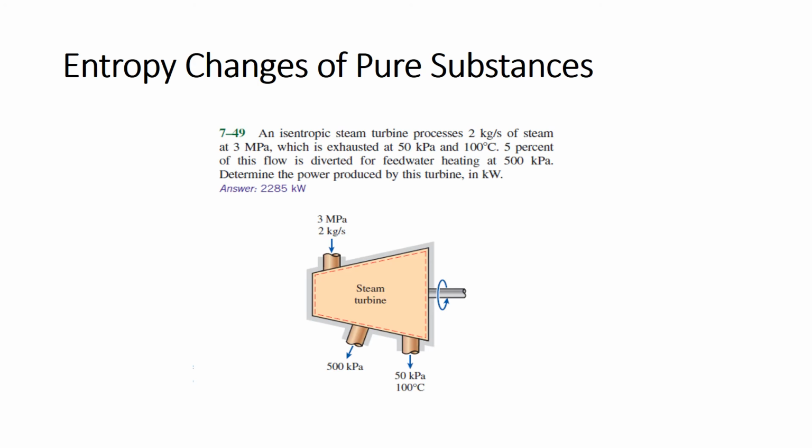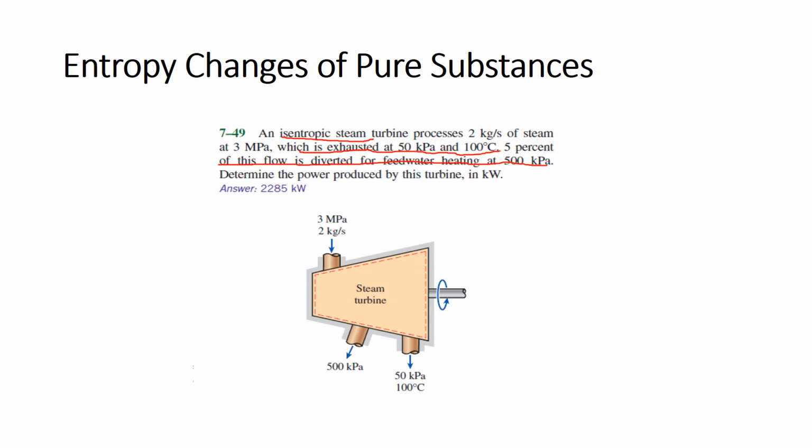So right now let's begin the entropy change of pure substance. What do we have over here? We have an isentropic. Isentropic means what? The entropy is constant throughout the system. Isentropic steam turbine processes 2 kilogram per second of steam at 3 megapascal, which is exhausted at 550 kilopascal and 100 degrees Celsius. 5% of this flow is diverted for feed water heating at 500 kilopascal.